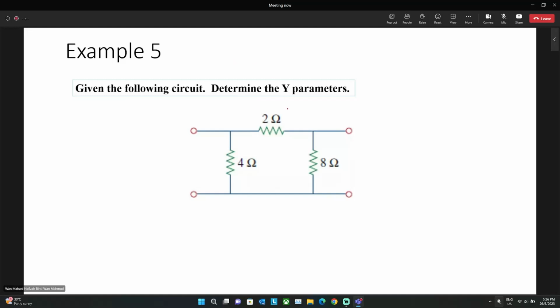Okay, so kita tengok example 5. Okay, dibagi circuit network kita macam ni, and then disuruh cari Y parameters. Okay. So, kalau by definition, you buat macam kita buat semalam lah. Untuk cari Y11 and Y21, apa nak kena buat? Input port sambung current source, output port sambung mana?